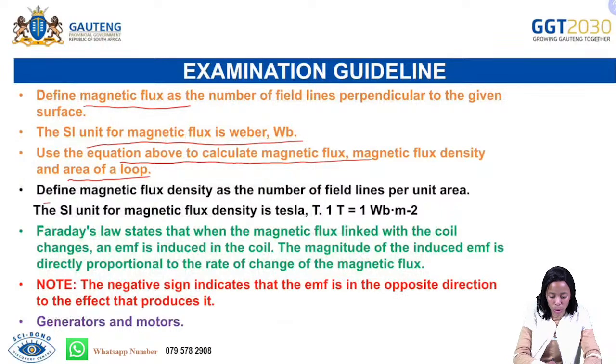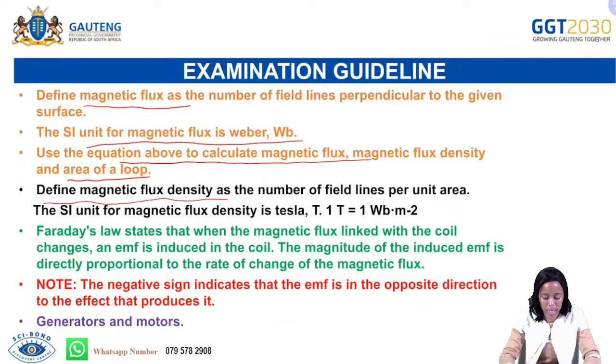Then it says we need to be able to define the magnetic flux density, and state Faraday's law. And then also note the negative sign when it comes to your calculation of the EMF. Then lastly, we need to know generators and motors.